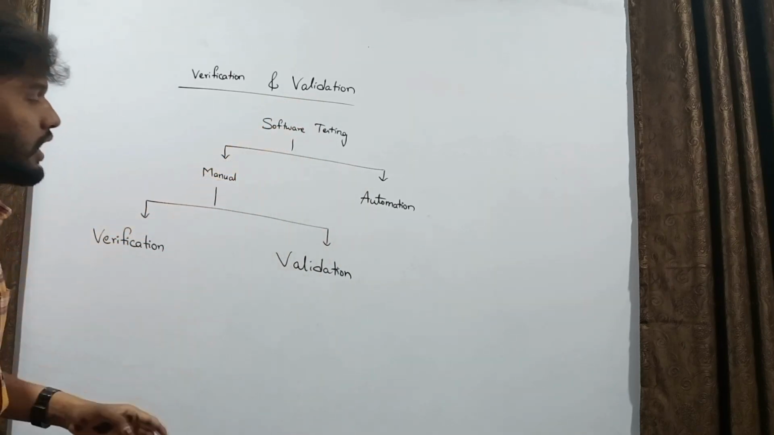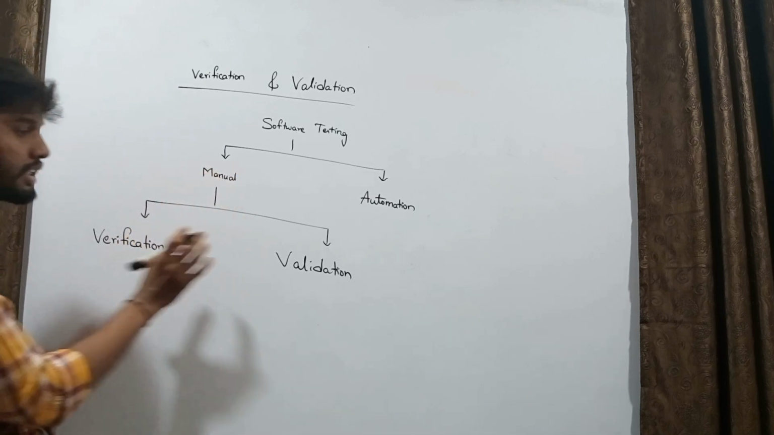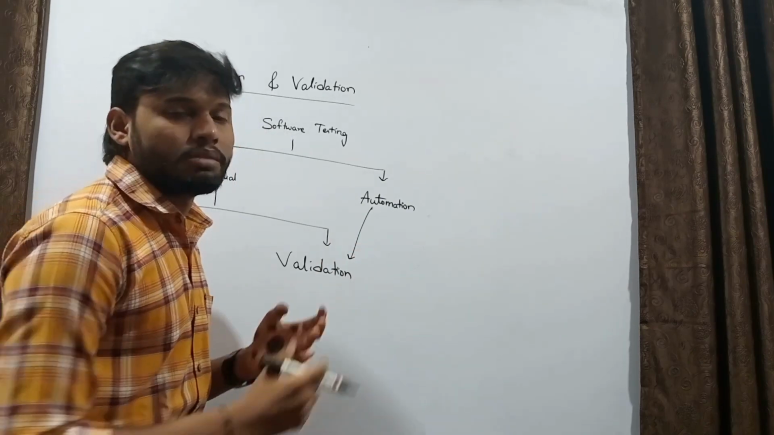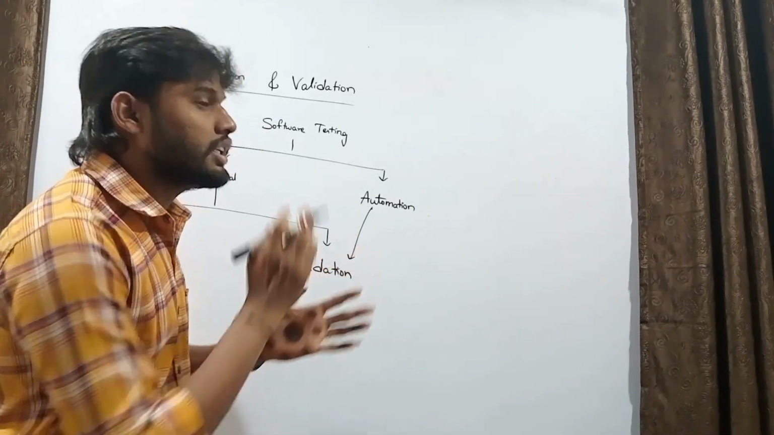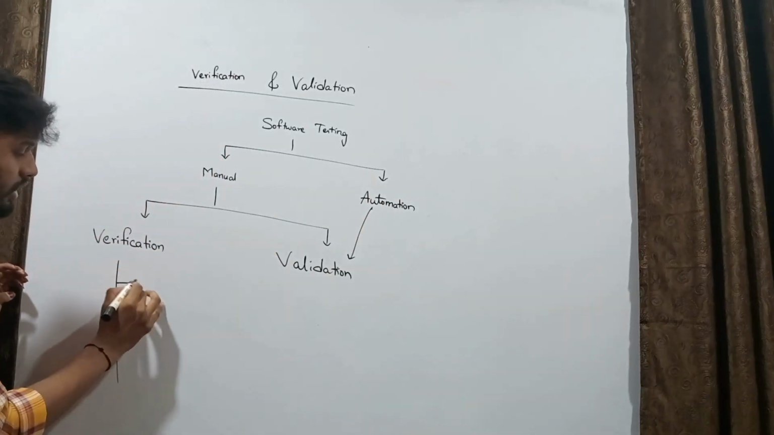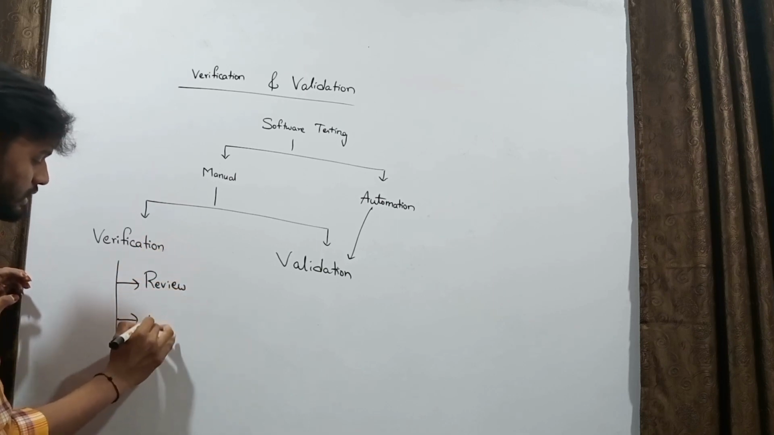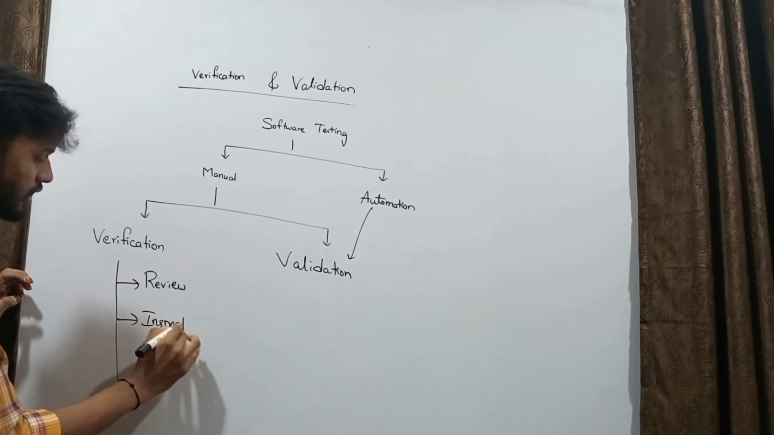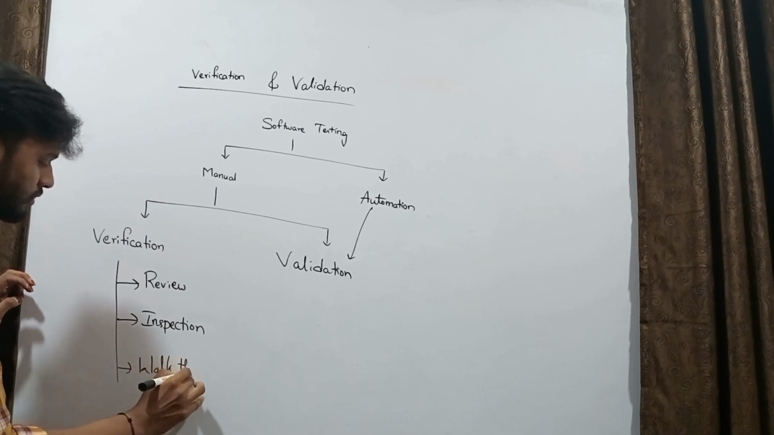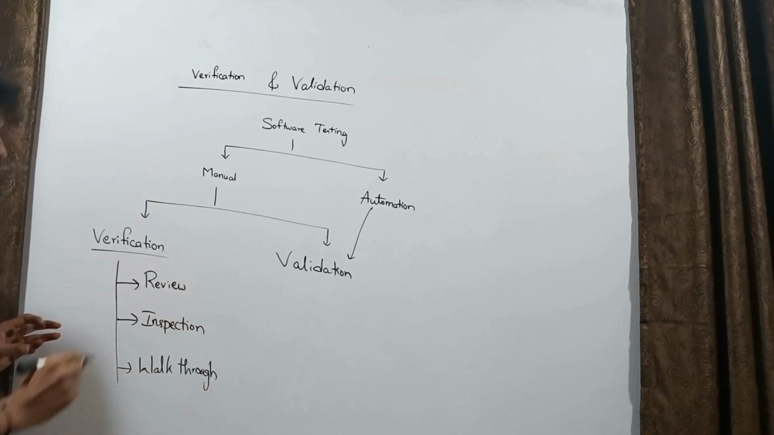So the flow is, verification and validation come from software testing. Inside software testing we are divided into manual and automation testing, right? In manual we are divided into verification and validation. And automation also comes under the validation part only. Now, generally every organization follows three verification techniques: one is review, the second is inspection, and the third is walkthrough. These are the three verification techniques.